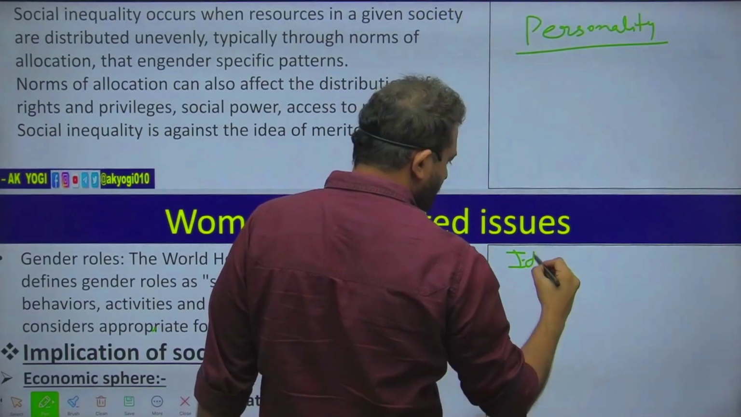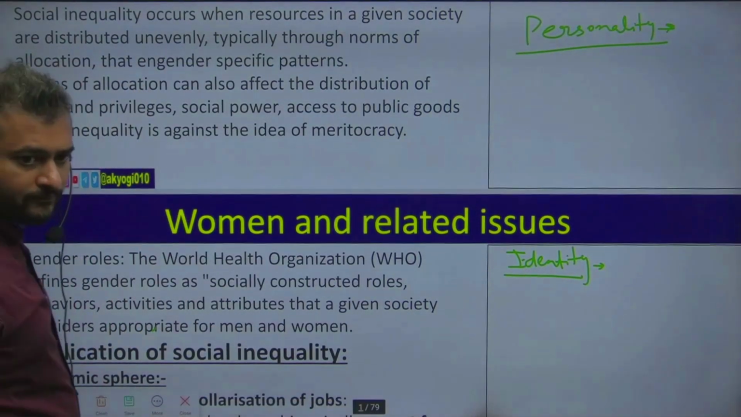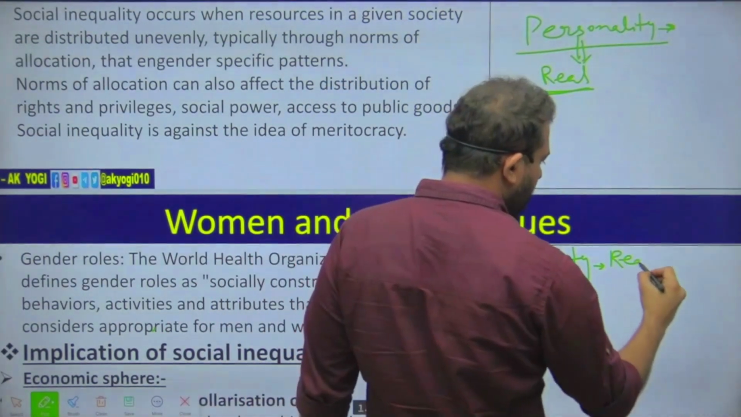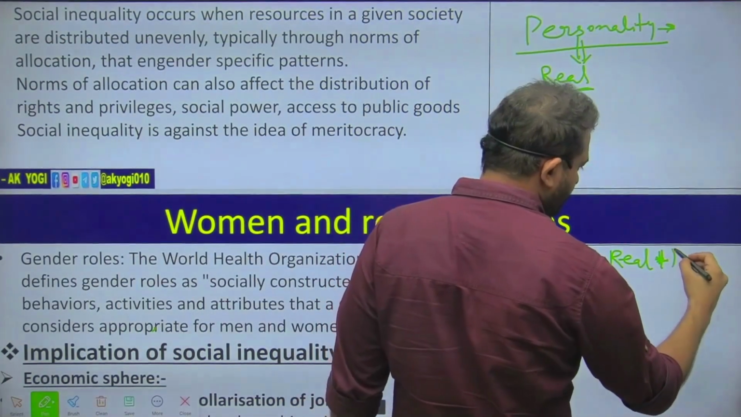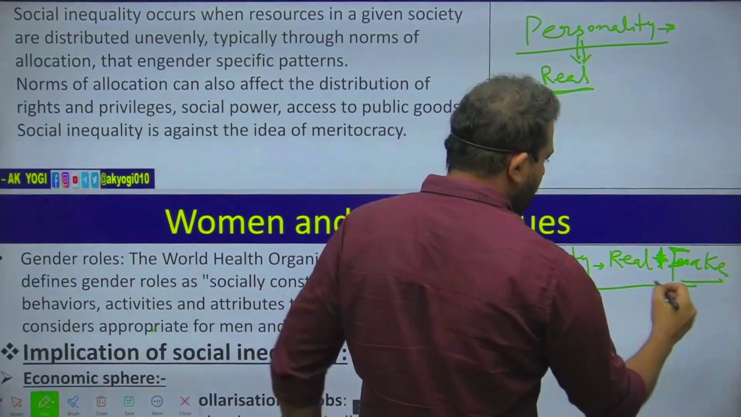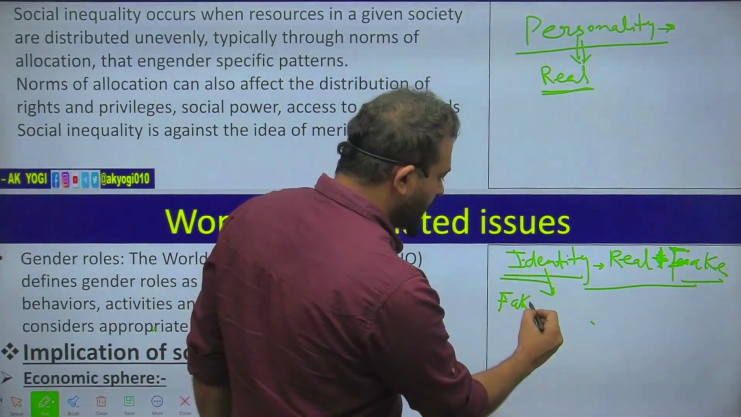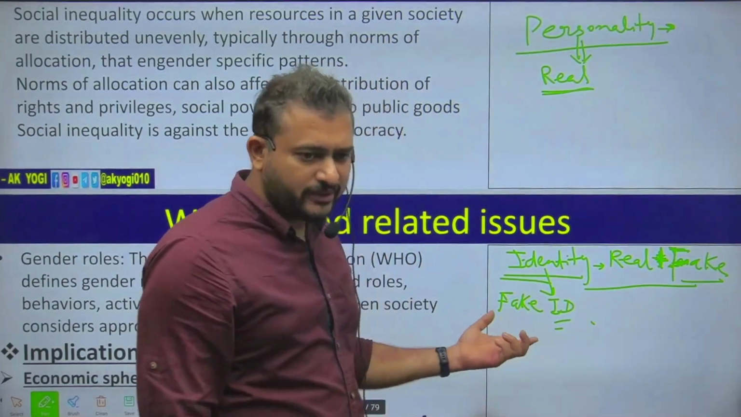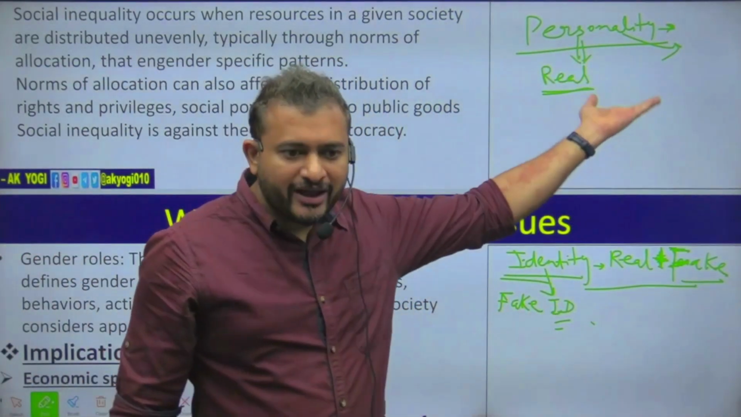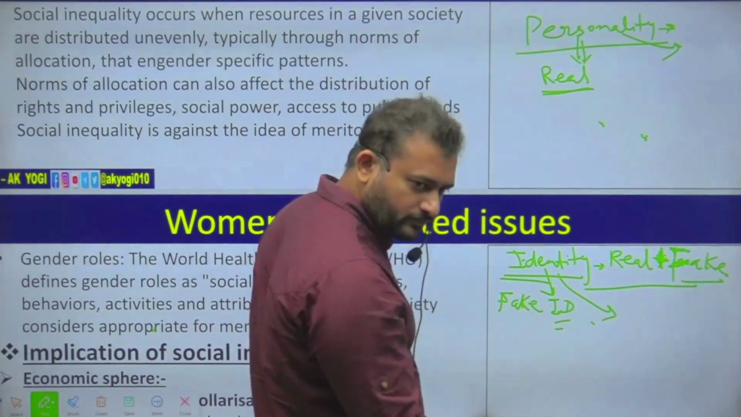What is the basic difference between personality and identity? The basic difference is that personality is completely real. Identity can be real or imaginary or fake. Like you can make a fake ID card. ID card means identity card, right? You can make a fake ID card. You can make a fake identity. You cannot make a fake personality card because there is no such thing. Personality need not have a card to be recognized, but to recognize identity you need some kind of evidence or some kind of authentication.